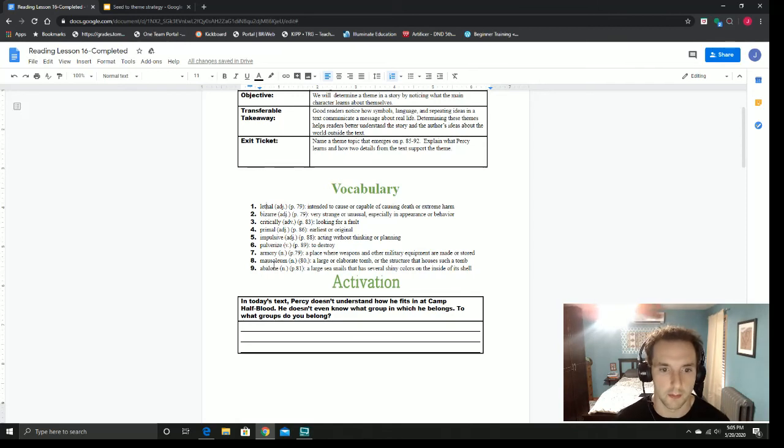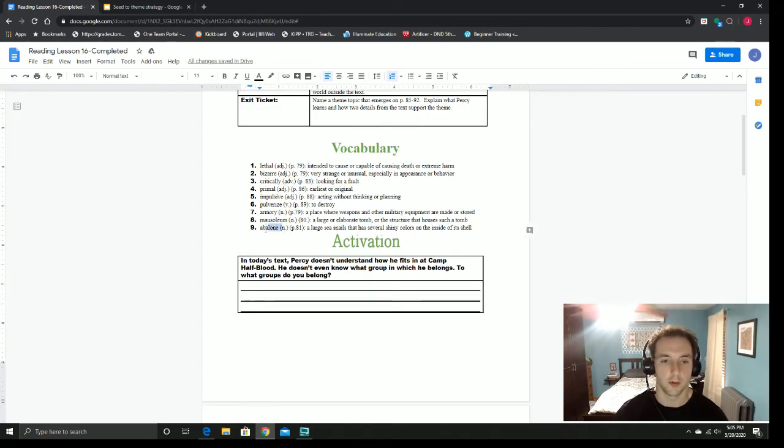Number 8, the word is mausoleum, which is a large or elaborate tomb, or the structure that houses such a tomb. If you've ever been to a graveyard, most people's gravestones are small. They're maybe 1.5 feet tall. But you may notice that there's some places in the cemetery where there's very, very big statues or buildings that house people who have died, and that is a mausoleum. It's a very fancy gravestone.